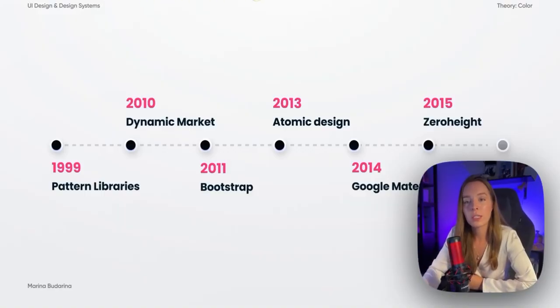Later on, in 2014, Google Material Design blended patterns and atomic design. They needed guidelines beyond repeatable elements, and they also introduced so-called design principles that brought the design system to a new stage of evolution. Nowadays, design systems have become something more powerful and comprehensive, and we are going to look into that.